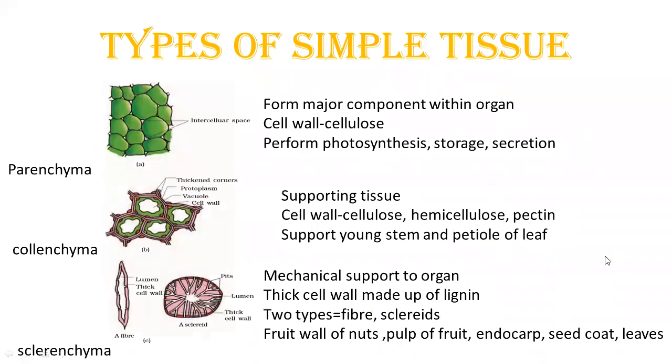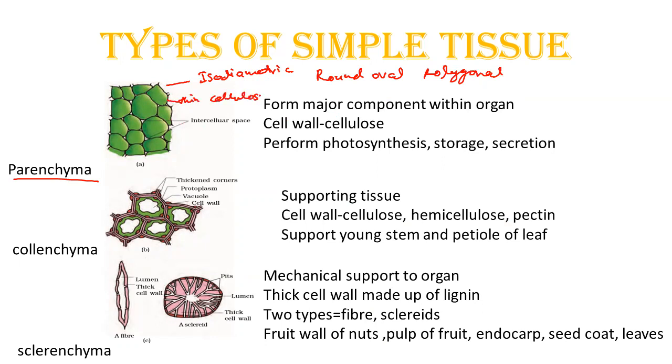Now we talk about simple tissue. So in simple tissue, first is parenchyma. Parenchyma cells are isodiametric, so they are the same in dimension and size. And they are found in different shapes like round, oval, polygonal, spherical, elongated. So they vary in shape. The cell wall is thin and made up of cellulose. Intercellular space is present. Parenchyma cells form a major component within organs like the cortex and perform photosynthesis, storage and secretion.